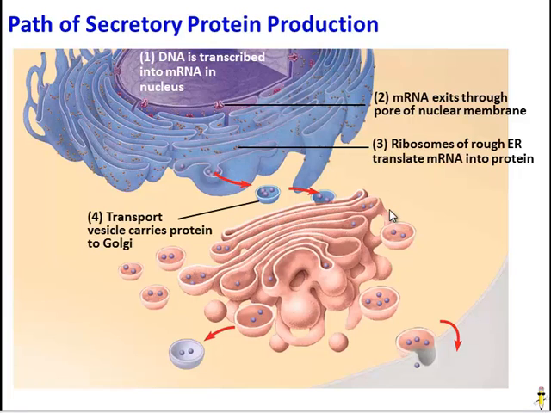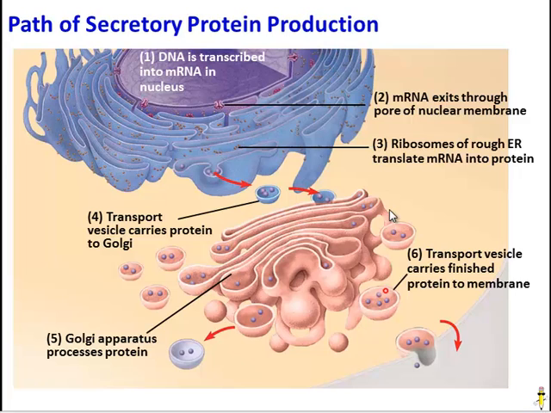From there, the protein is going to be transported in a vesicle to the Golgi apparatus. Then the Golgi apparatus is going to put the finishing touches on the protein. Once the protein is all finished, another transport vesicle will carry it to the cell membrane. And there, via exocytosis, the cell membrane can secrete or release the protein. And again, that protein could be a hormone like insulin.